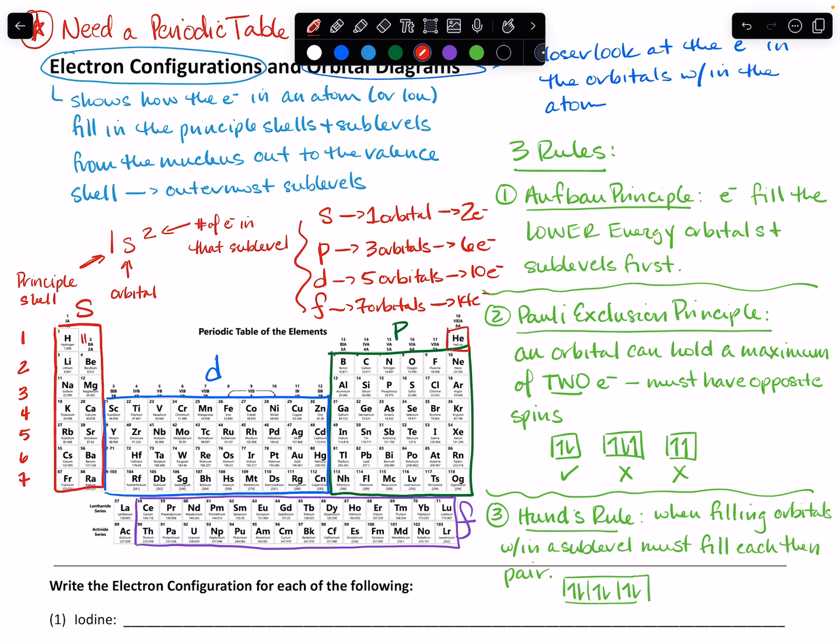Now a couple things to keep in mind. Helium, in this instance, should be over here next to hydrogen. It's part of the principal shell 1 and it's in the S block for this purpose.